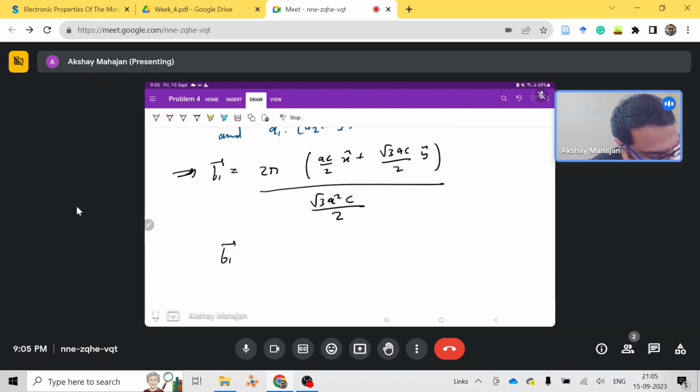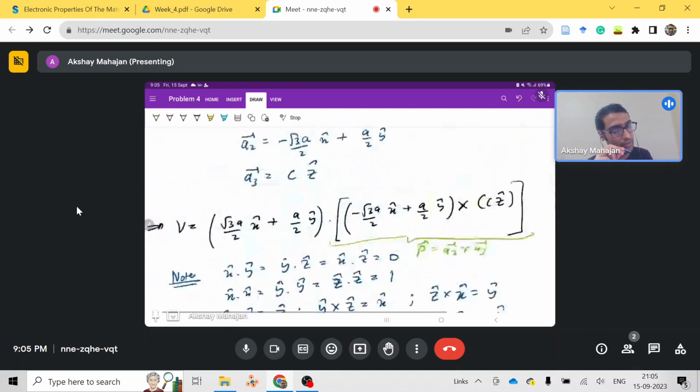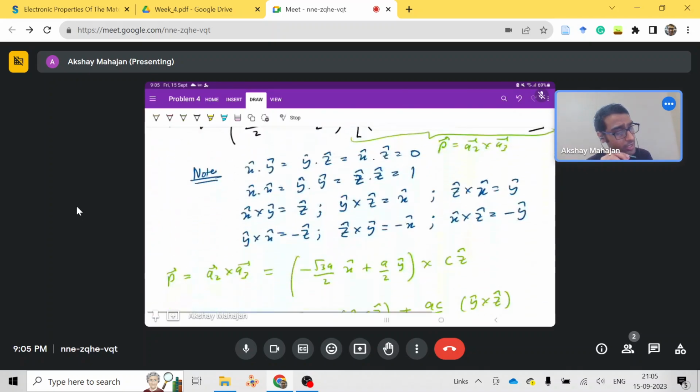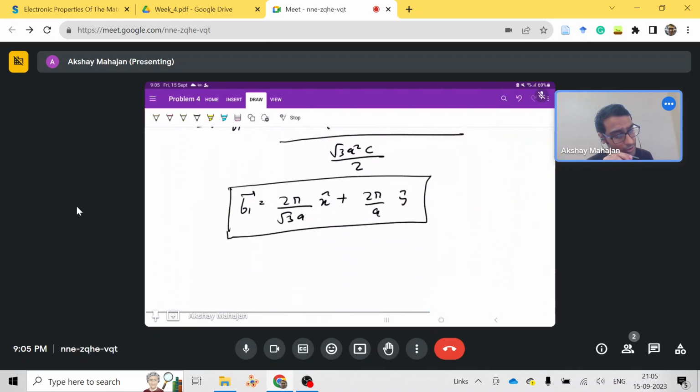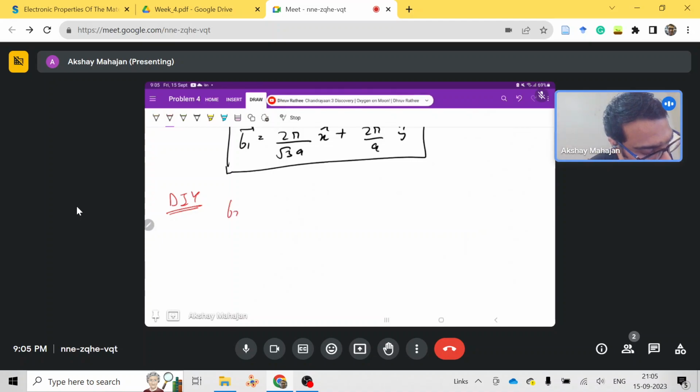Alright, and if we do this, we get b1 vector equals, we just divide, ac by 2 cancels, it will be 2 pi divided by root 3 a times x cap plus 2 pi by a y cap. And this is what we have to show as well: 2 pi by root 3a x cap plus 2 pi by a y cap. And similarly you can find b2 and b3 as well. So this is DIY. You can do it yourself in a similar fashion.